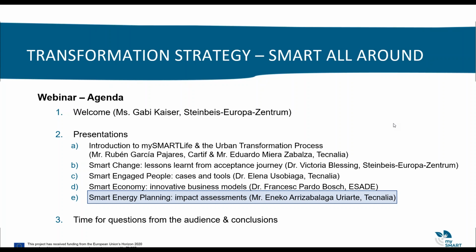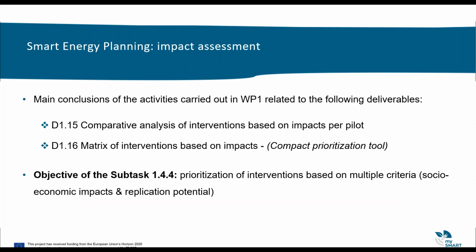In this session, I will introduce the main conclusions of some of the activities that were carried out in the framework of Work Package 1, more precisely in some activities related to subtask 144, whose aim is the prioritization of interventions based on multiple criteria. In this case, they are mainly the socioeconomic impacts and also the replication potential of those interventions in different areas of the city.